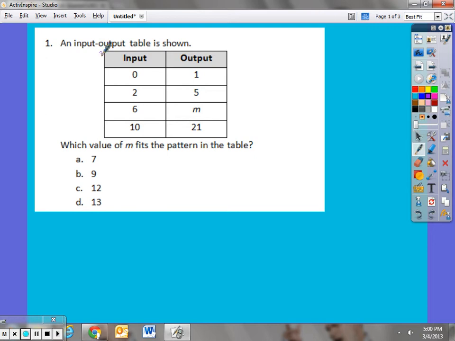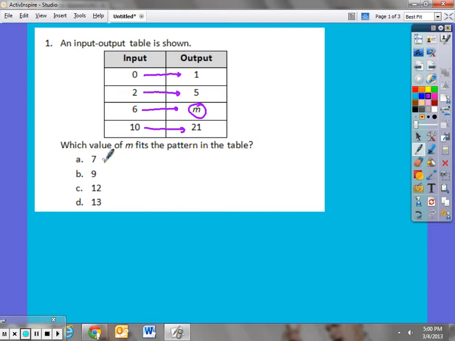It says, an input-output table is shown. So I see whenever 0 goes in, the number 1 will come out. I see when the number 2 goes in, the number 5 will come out. I see when 6 goes in, I'm not sure what comes out. I see when 10 goes in, 21 comes out. So which value of m fits the pattern in the table?